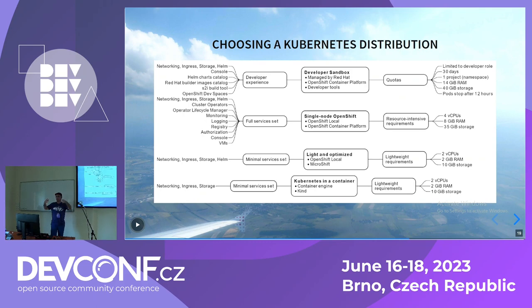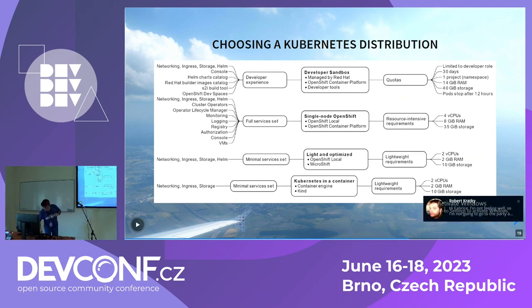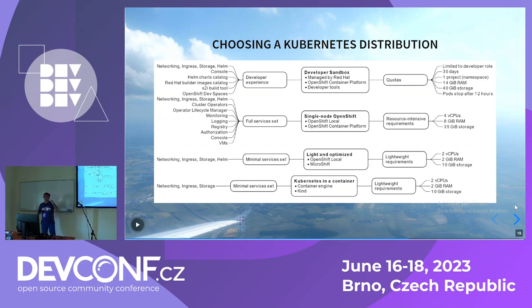And then we have MicroShift, that's only networking, ingress, storage, Helm, so nothing else from OpenShift. It's like the container engine plus networking, plus ingress, plus deployments, but quite restricted.